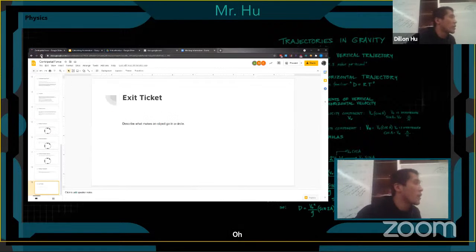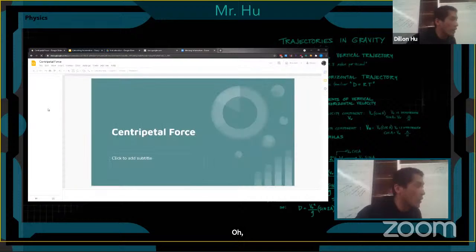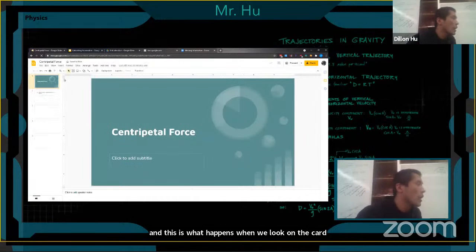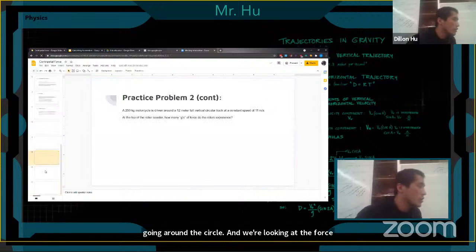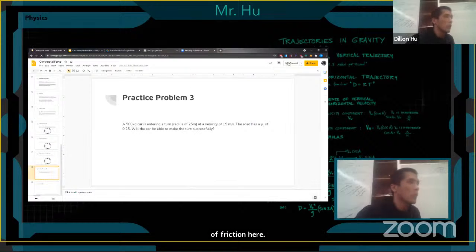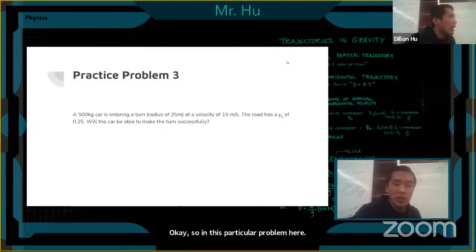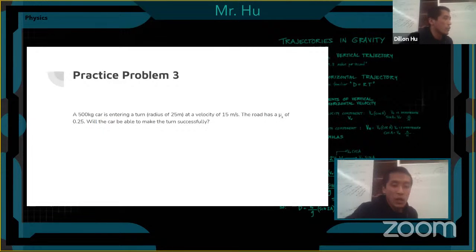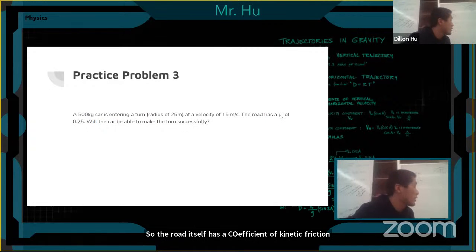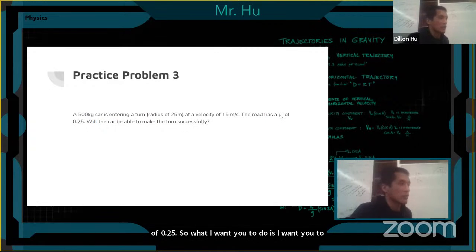There is one more problem that I wanted us to look at, and this is what happens when the car is going around the circle, and we're looking at the force of friction here. In this particular problem, a 500 kilogram car is entering a turn with a radius of 25 meters at a velocity of 15 meters per second. The road itself has a coefficient of kinetic friction of 0.25. What I want you to do is figure out, will the car be able to make the turn successfully?